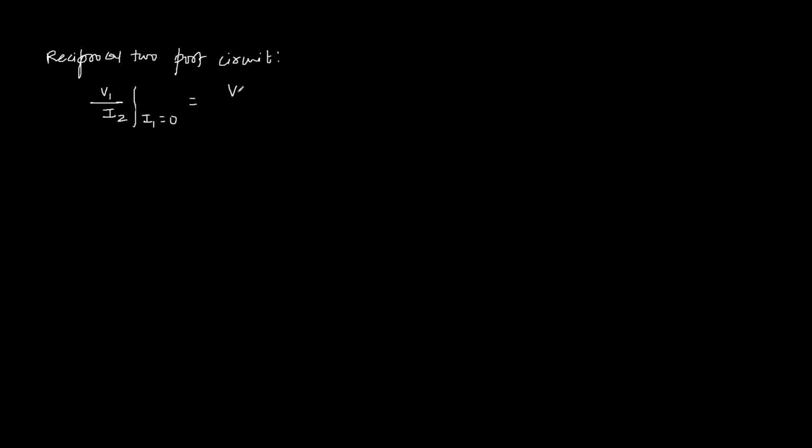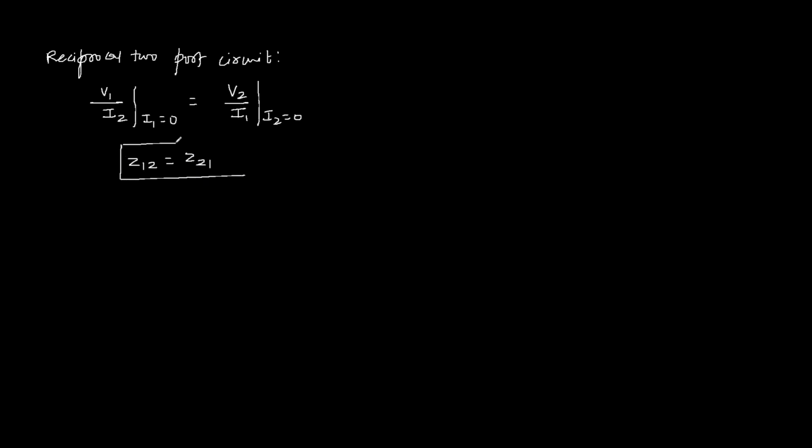One more thing, we have a reciprocal two-port network, or circuit. Condition for reciprocal two-port network is V1 over I2 when I1 is 0 must be equal to V2 over I1 when I2 is 0, or in terms of Z parameter, the condition for reciprocal two-port network is Z12 must be equal to Z21.